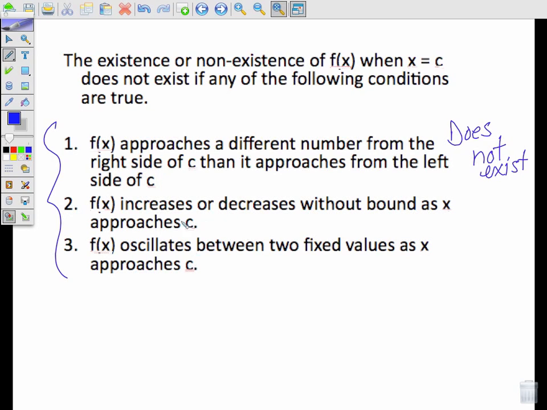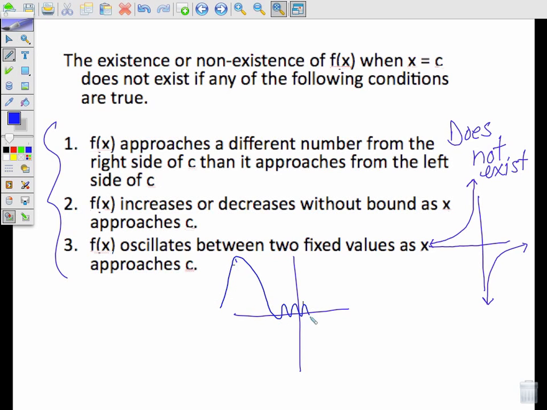When it says that it increases or decreases without bound, this is what that might look like. Maybe we have one graph slowly approaching positive infinity and the other graph slowly approaching negative infinity. See, there, it's not consistent. When it oscillates between two fixed values, we might have a graph that does this. And so that shows that it's oscillating back and forth, and so there's no limit either.